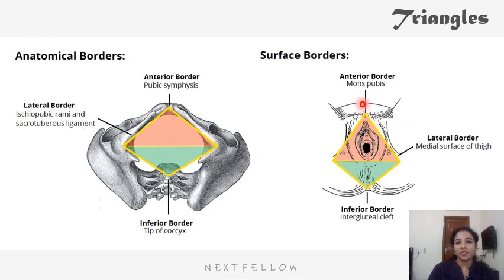Here we can see in the living, anteriorly the perineal region is bounded by the mons pubis, posteriorly by the inferior border of the gluteal line. The structures traversing the urogenital triangle are the urethra and vagina in females, and in the posterior anal triangle we can see the anal opening. In males there is no vagina, so only the urethra passes through the urogenital triangle.